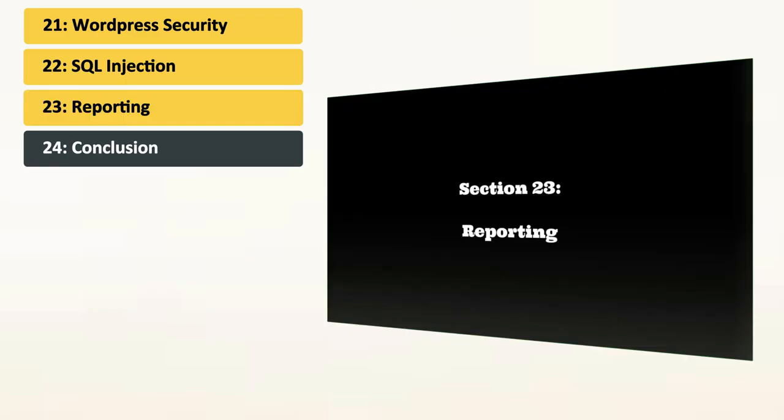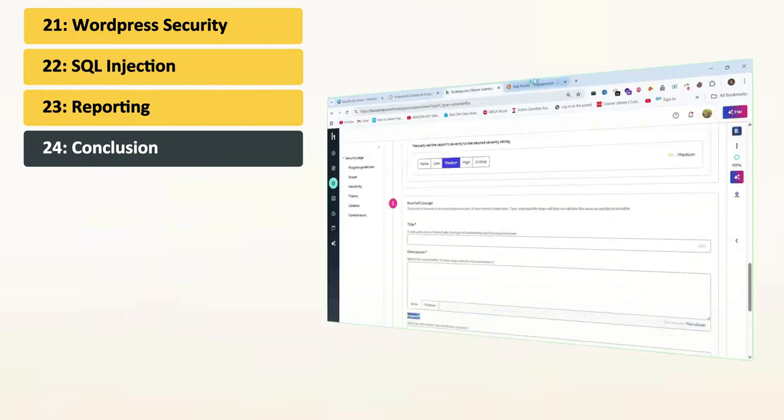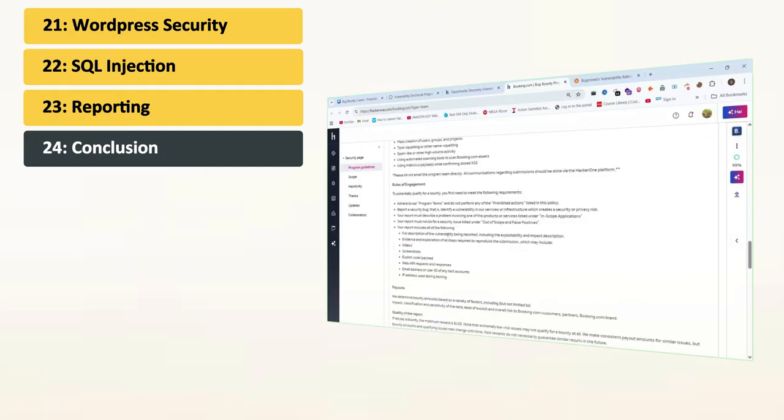Section 23 is reporting. So here you'll be learning how to write a professional report to a VDP program. You will also be learning how to submit a bug to our Indian government website.